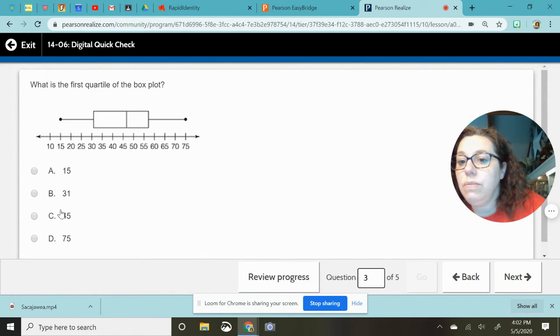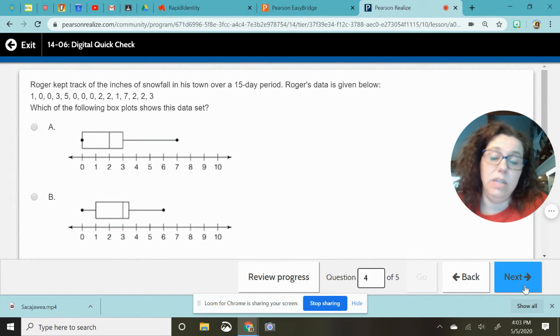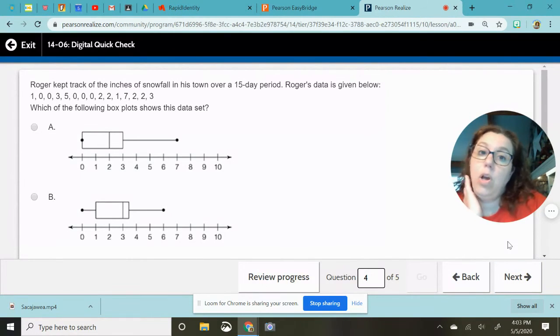So definitely 45 is out because it's over here, and 75 is over here. But this is where I thought it was really tricky. So 31 is going to be what I mark, because if you look really closely, 31 would be outside of that box. So it'll be in the first quartile. They should have done something easier for that. That's what I'm thinking. But oh well.